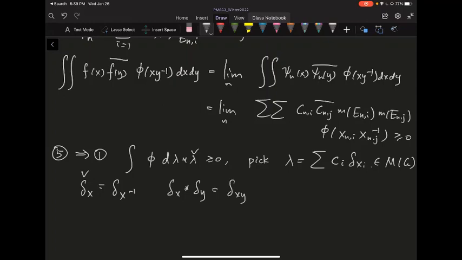Because of that, this integral against this measure is going to be really simple to write. It is essentially going to be the double summation of ci cj bar of phi evaluated against the delta of xi xj inverse, which is essentially pointwise evaluation at xi xj inverse. And that, we know, is positive by condition 5. All right, so that finishes the proof that this is non-negative.